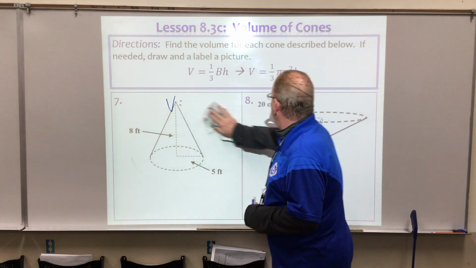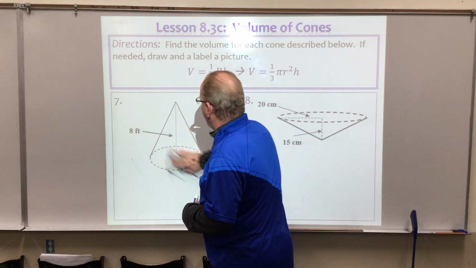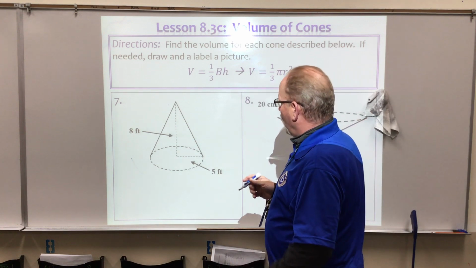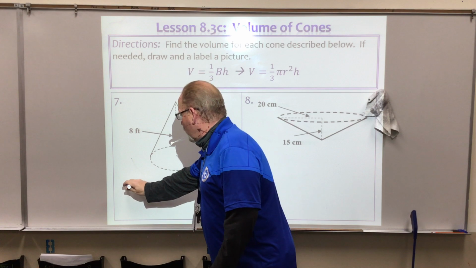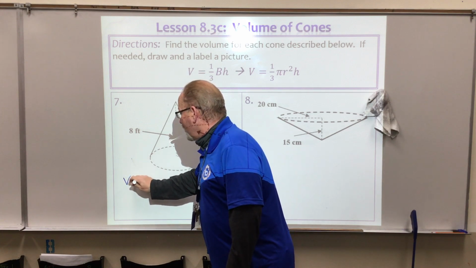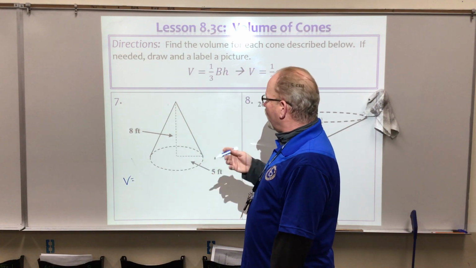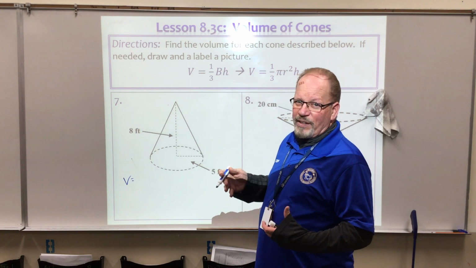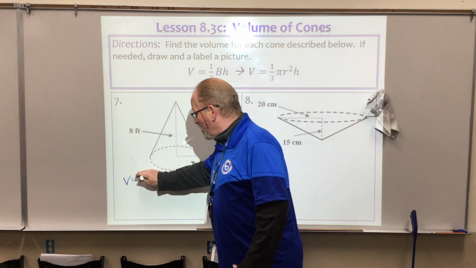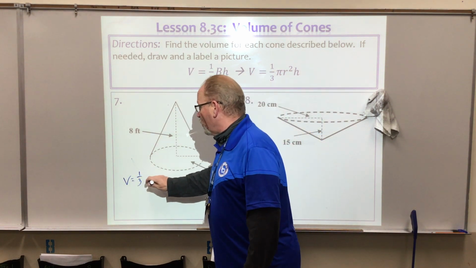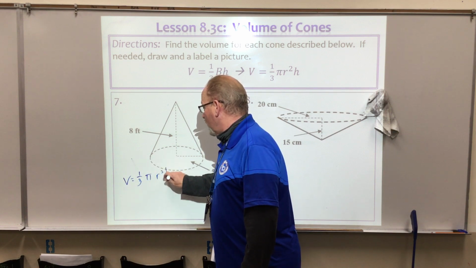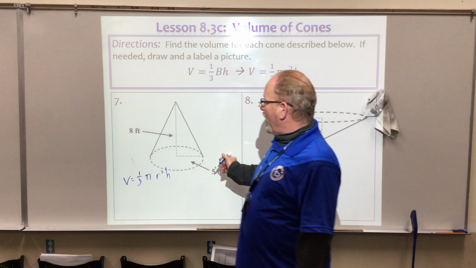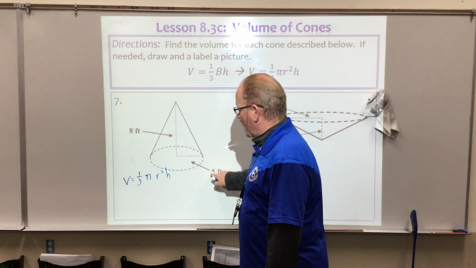So, forgive me, but I'm not going to be showing you the whole thing on most of these, but I am going to show you how to put it in the formula. So in your notebook, until you've got these formulas memorized, and even a little while after that, you should write the formula, 1/3 pi r squared h. Just write it down. Then you put in what you know, okay?